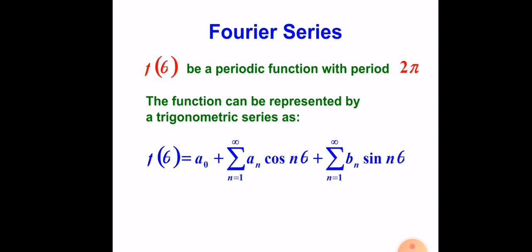Now we can see that there are certain conditions that are imposed on f of x to make this equation valid. f of x or f of theta, there are some conditions that are to be imposed on the function to make this equation valid. First condition is that if you want to expand a function f of x in Fourier series, it should have only a finite number of finite discontinuities.